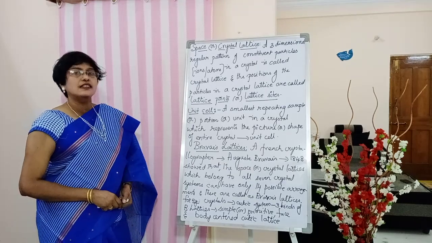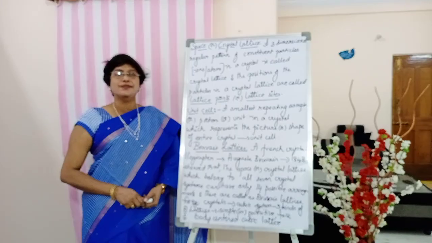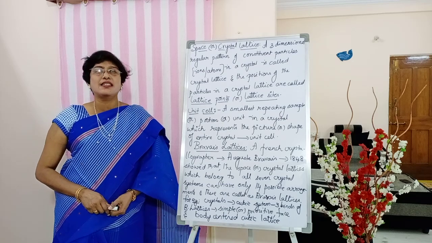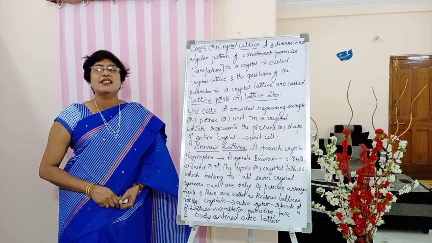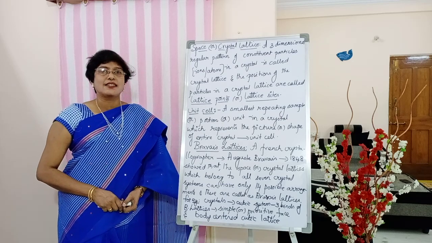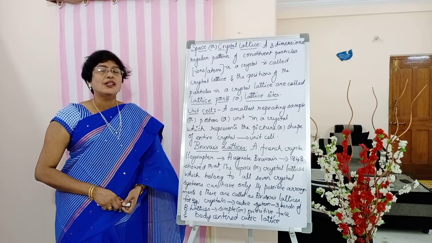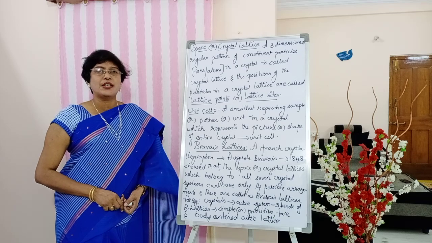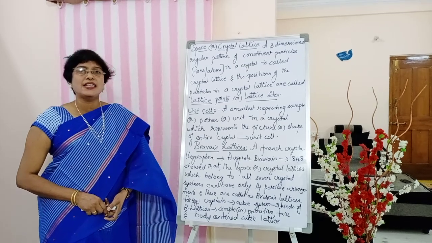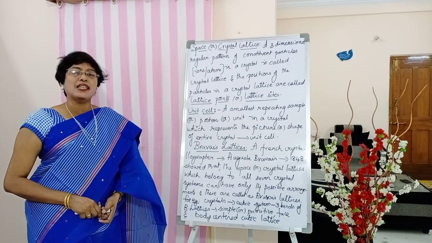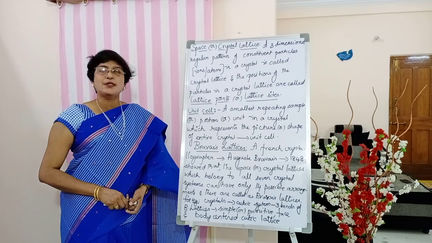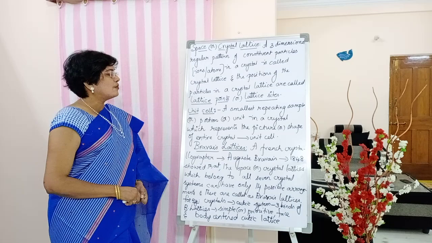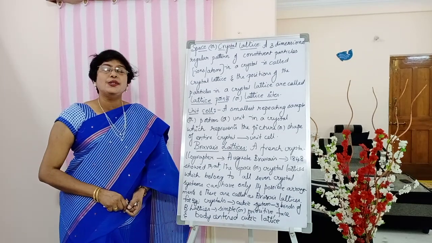Spelling: L-A-T-T-I-C-E. So this is what you are supposed to write when you are asked what is meant by a crystal or space lattice. Is it clear, students? It is just a 3-dimensional regular pattern of arrangement of constituent particles, and the positions of these particles we call as lattice points or lattice sites. Next one, put the side heading unit cell.